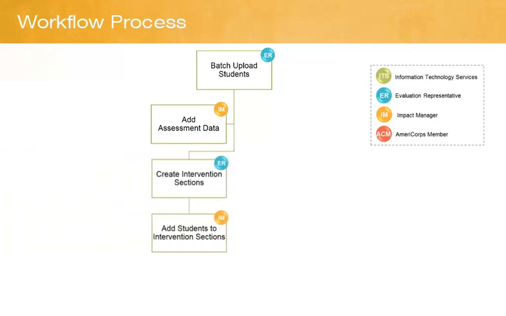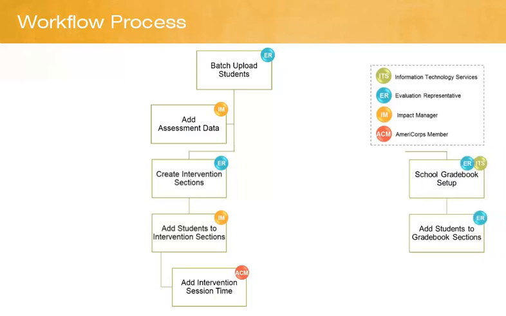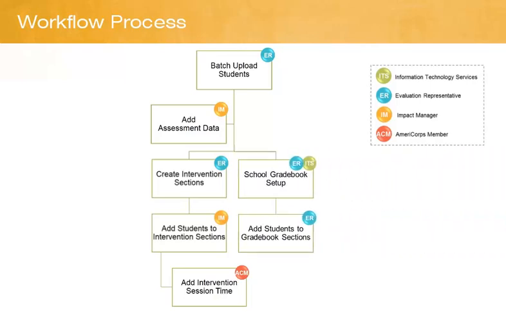Between September and October, evaluation representatives or impact managers should create intervention sections to which impact managers can add initial focus list students. Once intervention sections are ready, AmeriCorps members may begin to add intervention session time. Around the same time, evaluation representatives provide school gradebook setup information, enabling headquarters ITS staff to create gradebook sections. Afterwards, evaluation representatives add students to those gradebook sections. Now, impact managers can collect assignment data from team leaders or AmeriCorps members and add the information to gradebook.